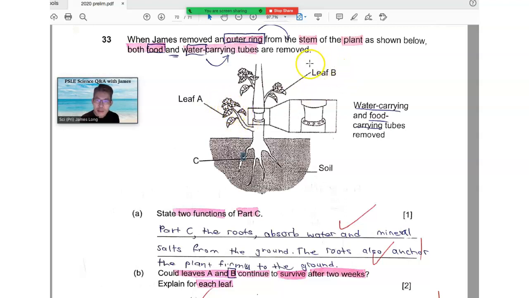But for leaf B, there's a different story here, because they remove both the water and food carrying tubes. So the water can travel up to this point, then it will just start to collect here, swell, and water cannot reach leaf B. Now leaf B won't die immediately, but eventually it will die. After it uses up whatever water is left in the water carrying tubes that was here originally before it was cut, it will then stop making food. Without water, which is necessary for photosynthesis to happen, it will stop making food and it will die.